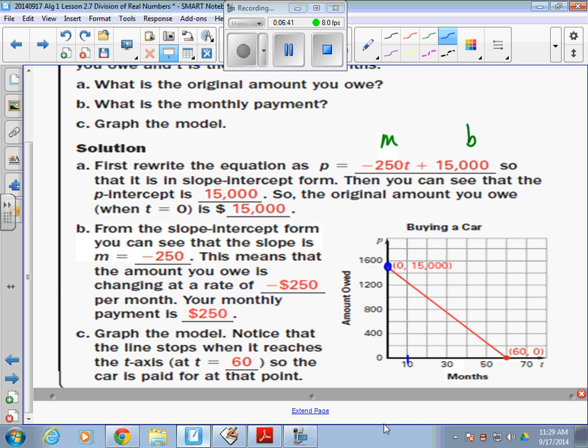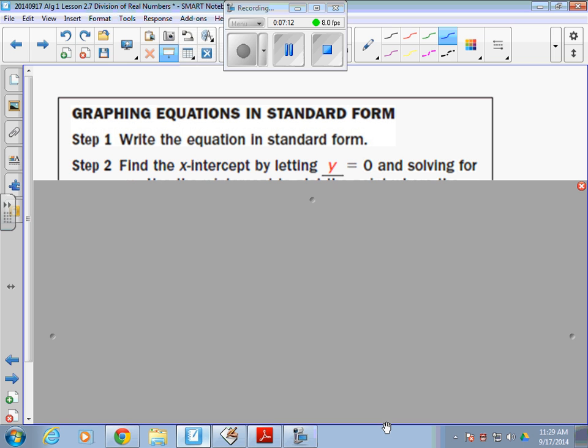Notice it's 10 months at a time. So for every 10 months, you're going to go down $2,500. So from $15,000, over 10 months, you go down $2,500. This is just a bad scale, but it wants to show you the whole thing, how long it's going to go till it runs out. It says, notice that the line stops when it reaches the t-axis, t equals 60. So therefore, the car is paid off at that point. Again, this isn't considering any interest or anything.